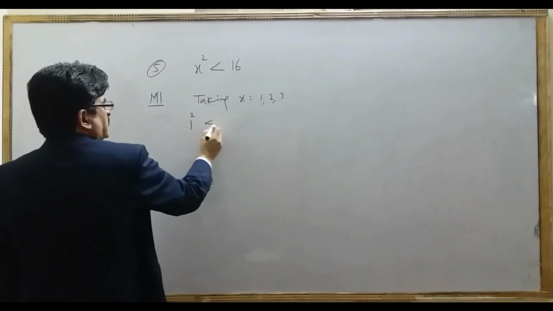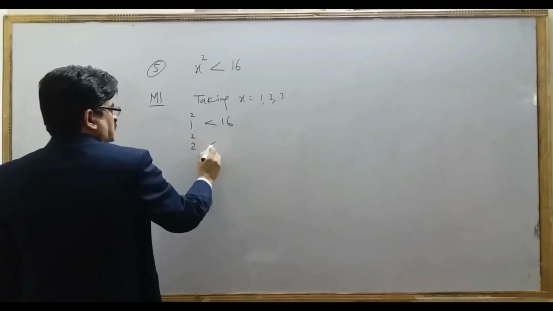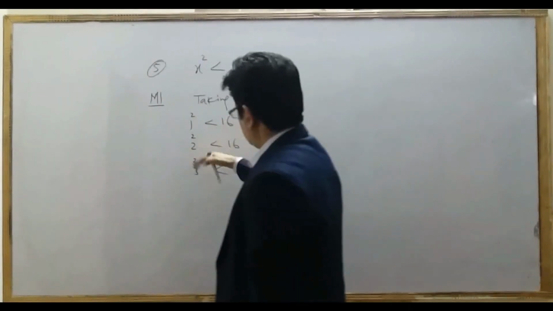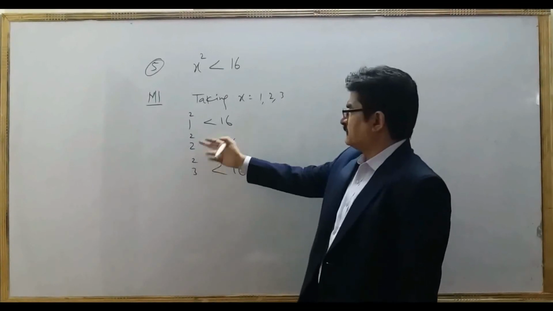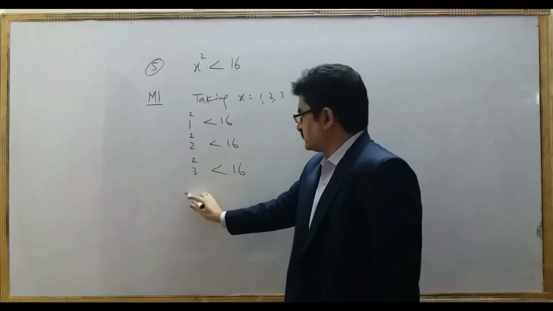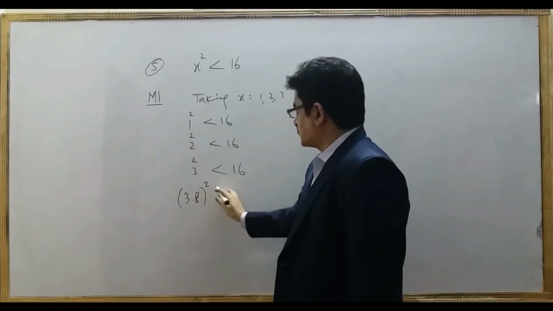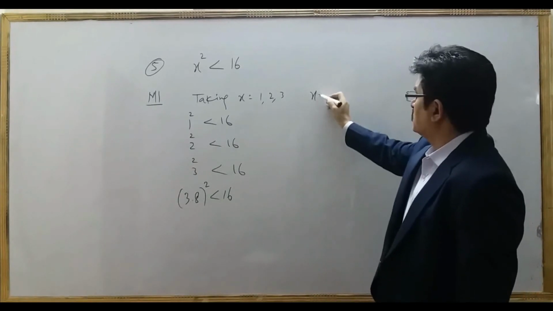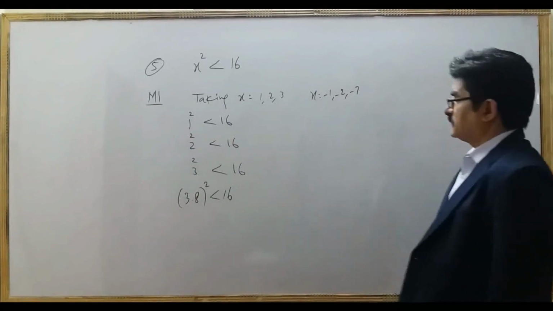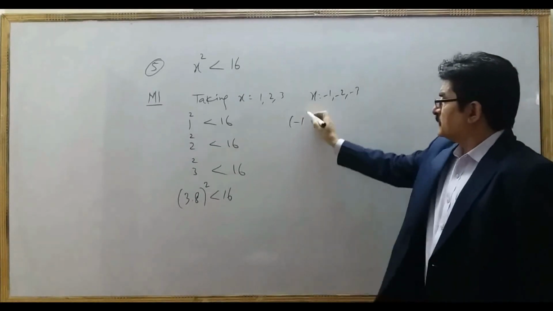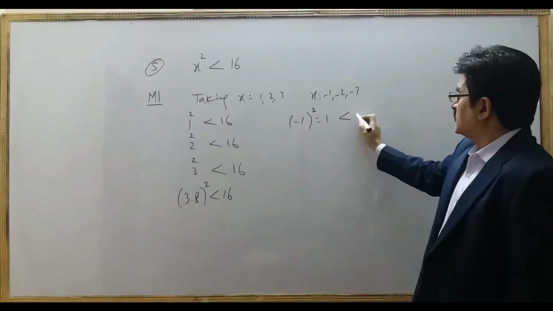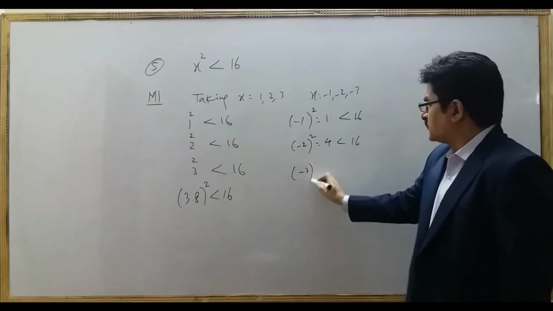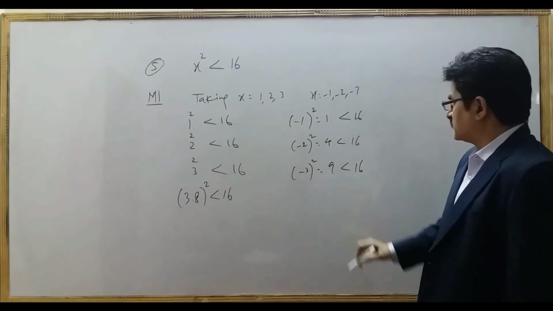See that 1 square is of course less than 16, 2 square is less than 16, 3 square is less than 16. In between you have decimal numbers, for example 2.7, 2.8, 3.1, even you can take 3.8 whole square. You can check from a calculator, it is less than 16. Similarly, if we take x equal to minus 1, minus 2 and minus 3, minus 1 square, which is 1, is less than 16. Minus 2 square is 4, less than 16. Minus 3 square is 9, which is less than 16.